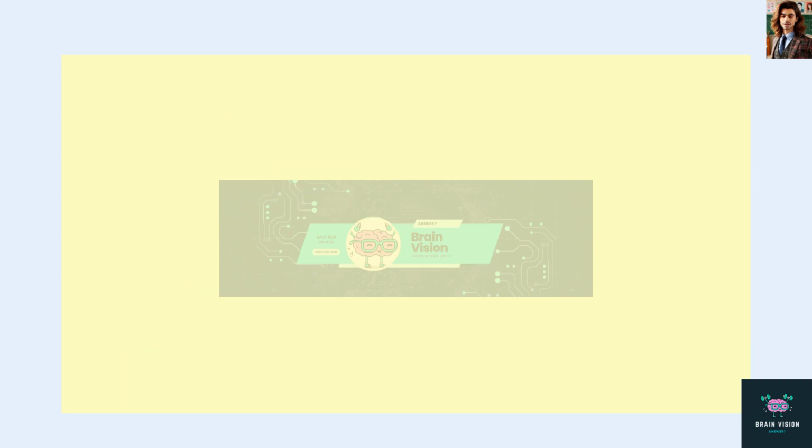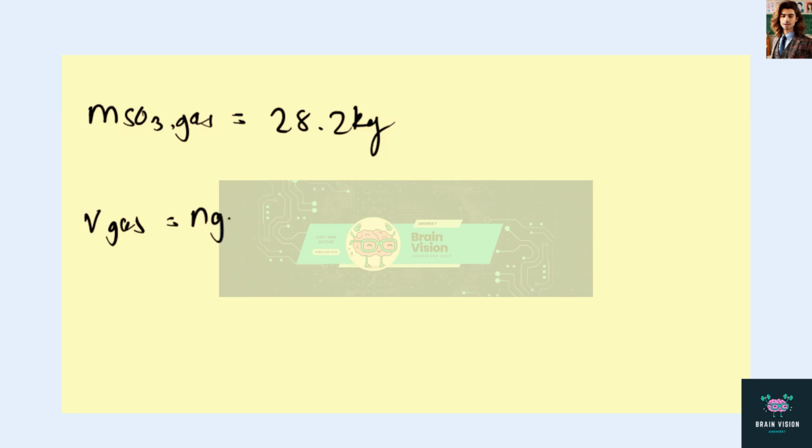So the mass of the sulfur trioxide that needs to be fed into the gas phase is the mass of oleum minus the mass of the acid. So what we can have is SO3 in the gas phase is M SO3 oleum, subtract M SO3 of the acid, so we get 28.2 kilograms. And then with the mass of the sulfur trioxide, calculate the volume of the gas that is to be fed into the reactor. So we have V gas is equal to N gas RT over P. What we get is a volume of 8.379 meters cubed.